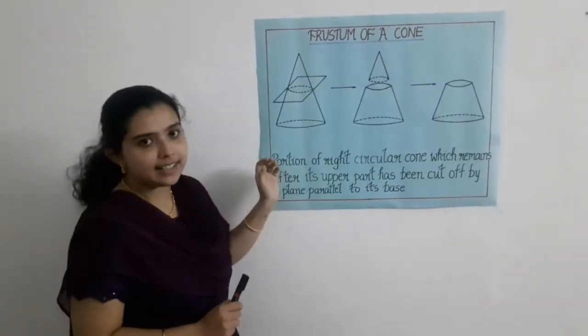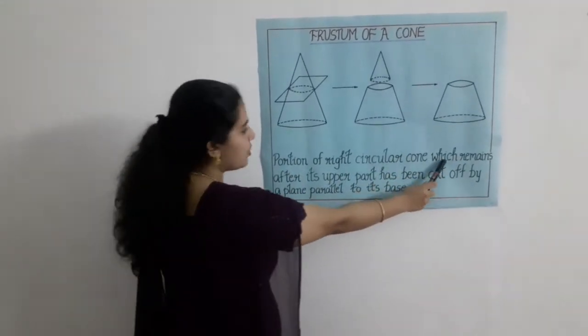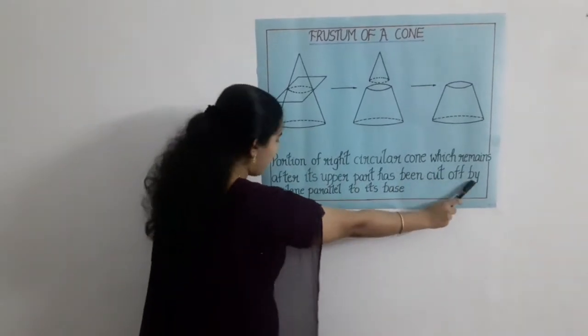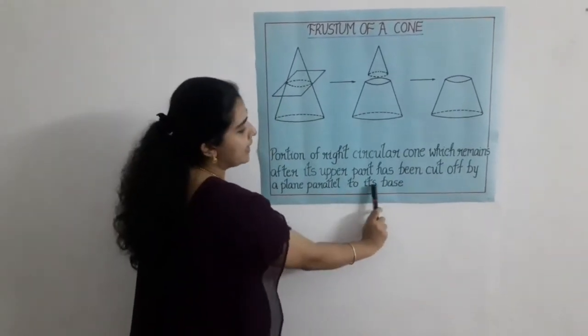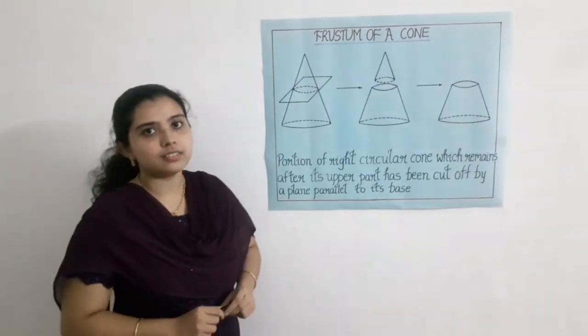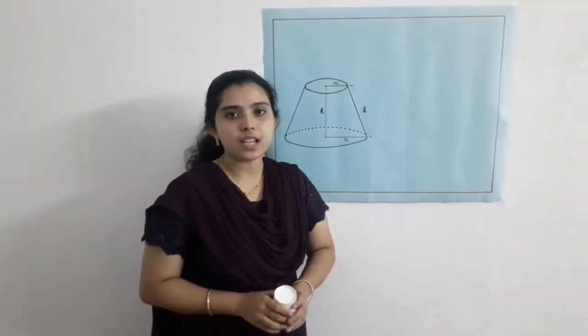Now we can check its definition. Portion of a right circular cone which remains after its upper part has been cut off by a plane parallel to its base is known as a frustum of a cone. So you will have understood what is a frustum of a cone.